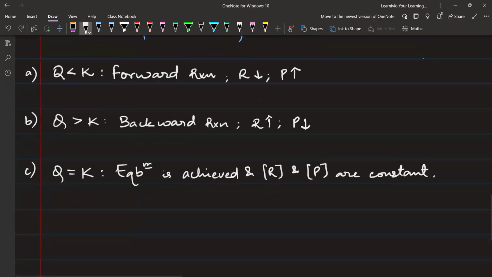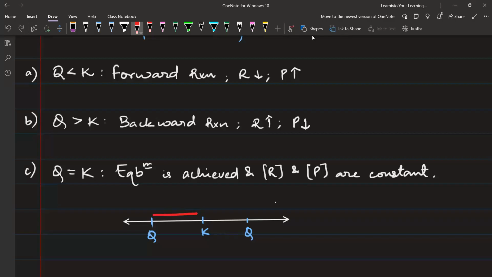Okay, now you can remember this like this. Let's suppose this is a number line and the value of K is somewhere here. If Q is smaller then Q will be here. If Q is bigger then Q will be here, right? Now if Q is smaller, Q is always going to approach K, so forward, and if Q is bigger then backward. This one is a forward reaction, this will be backward. Hope this makes sense, you will remember it a bit. Whatever the Q is, it has to achieve K. If Q is smaller then it will go in the forward direction and achieve K, and if Q is larger then it will go in the backward direction and achieve K.